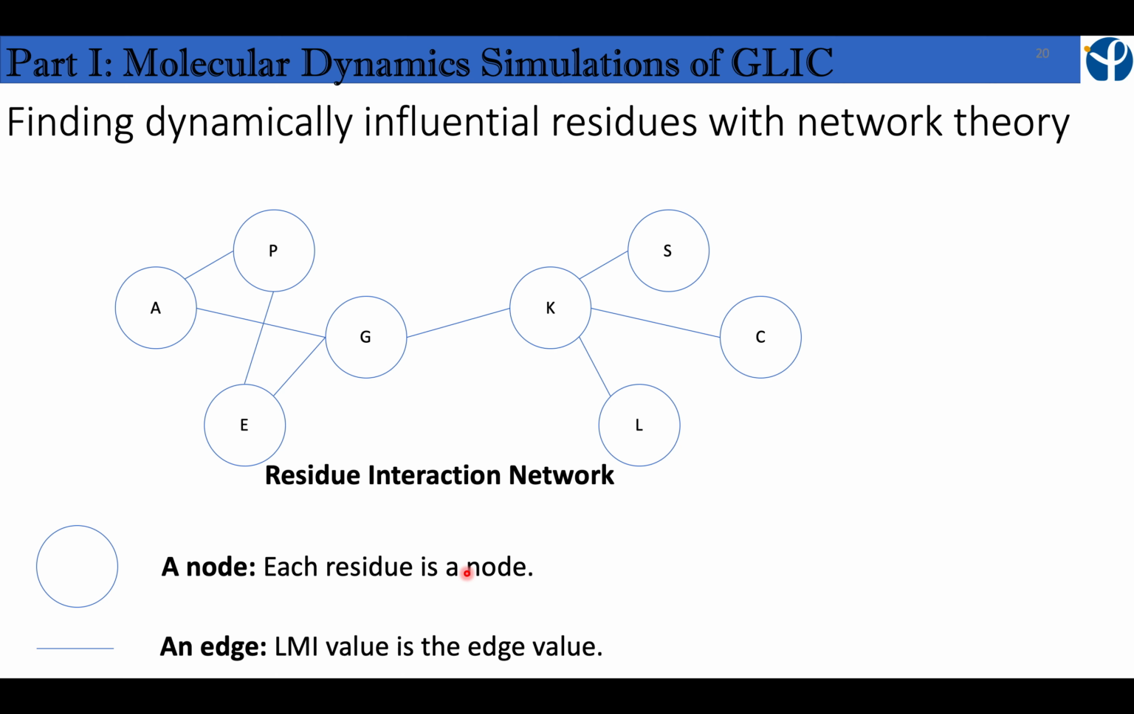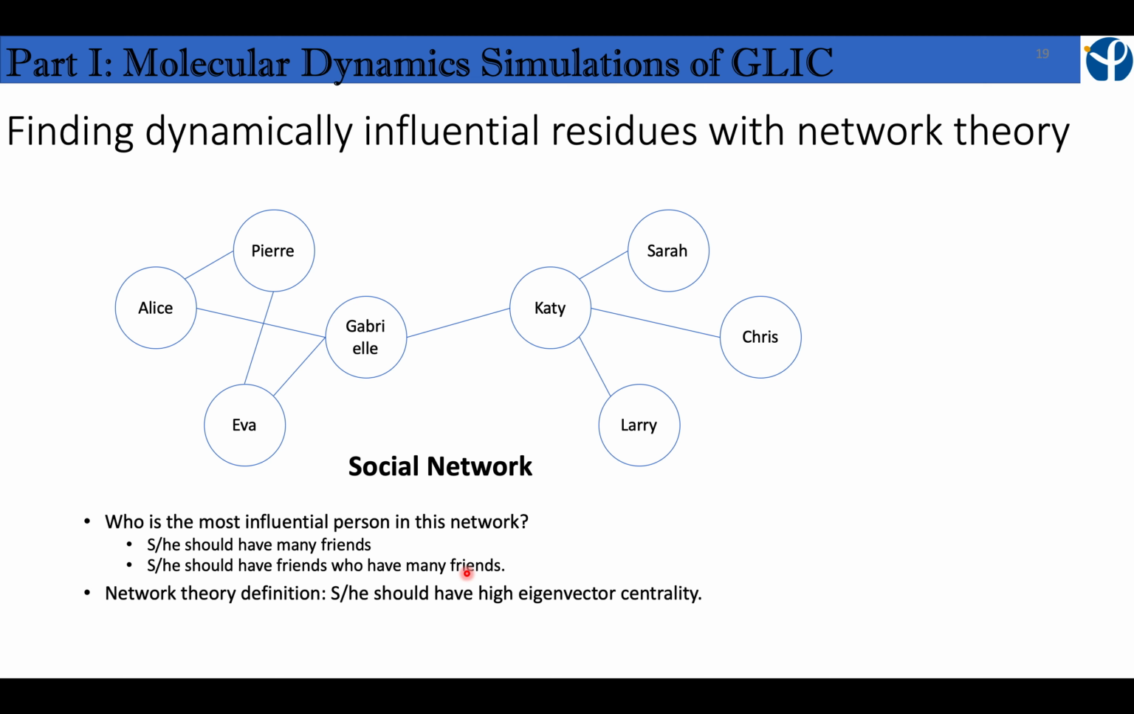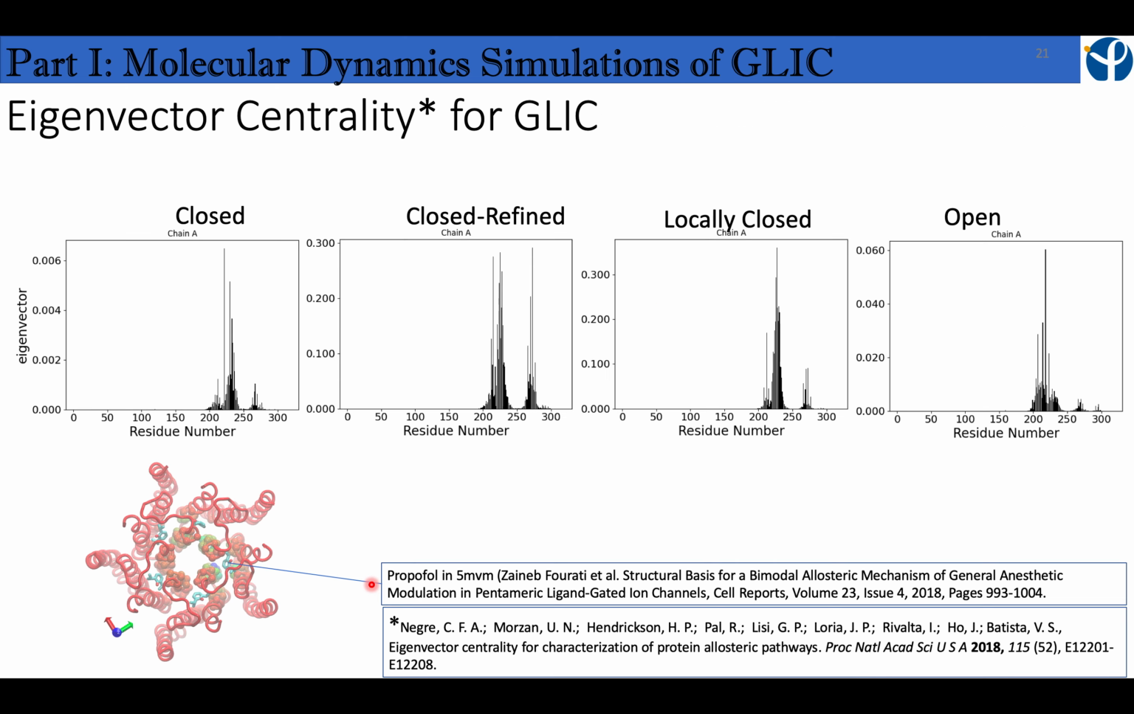What if I convert these persons to amino acids? Alice to alanine, Pierre to another amino acid, or any other amino acid. Each node in this case is a residue or amino acid, and each edge is an LMI value that I have just shown you. In this way I can build a network, and then I can calculate the influential residues with eigenvector centrality.